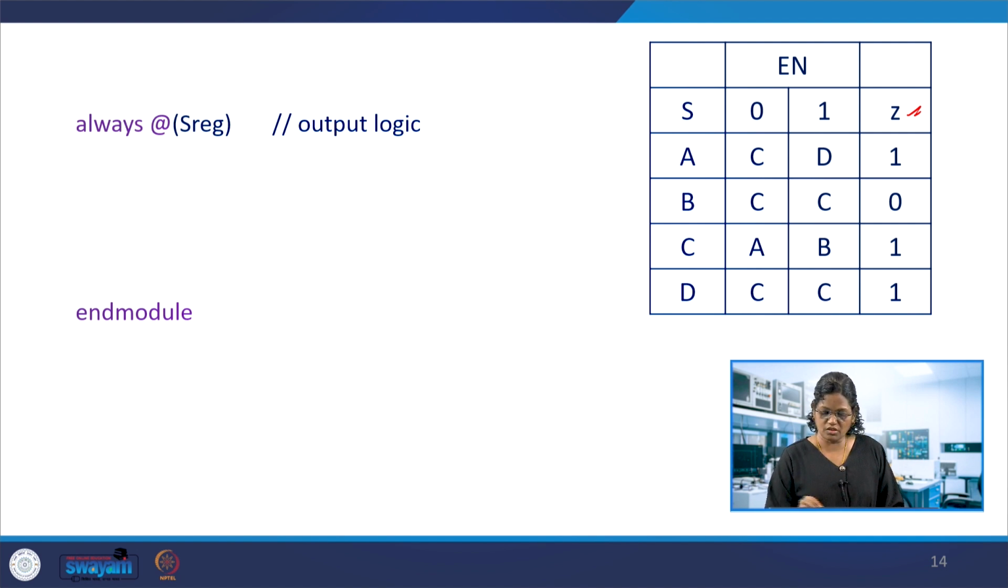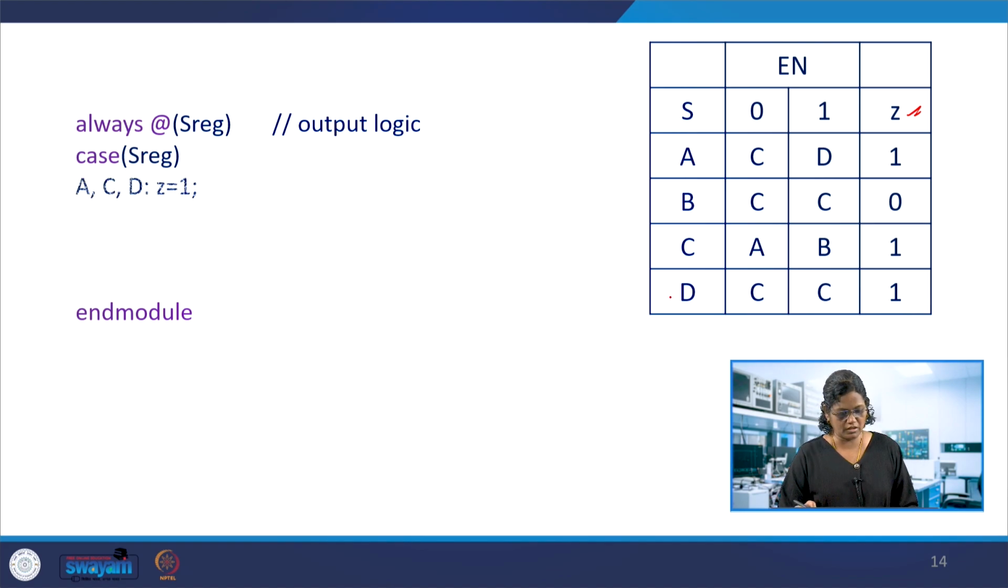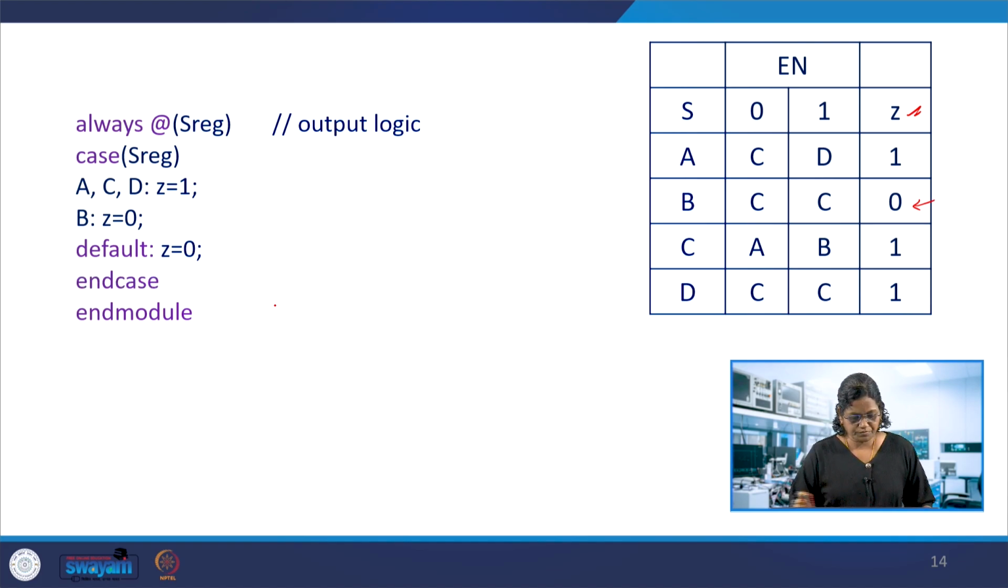If the current state is this, give the output as in the output logic. In the case register, the cases where the output is 1 are A, C and D. So the choices of A, C and D give Z equal to 1. In the other case, only B, at the current state B, it is 0. So this is the default case, and end case, end module. So this is the output logic we have from the state diagram.